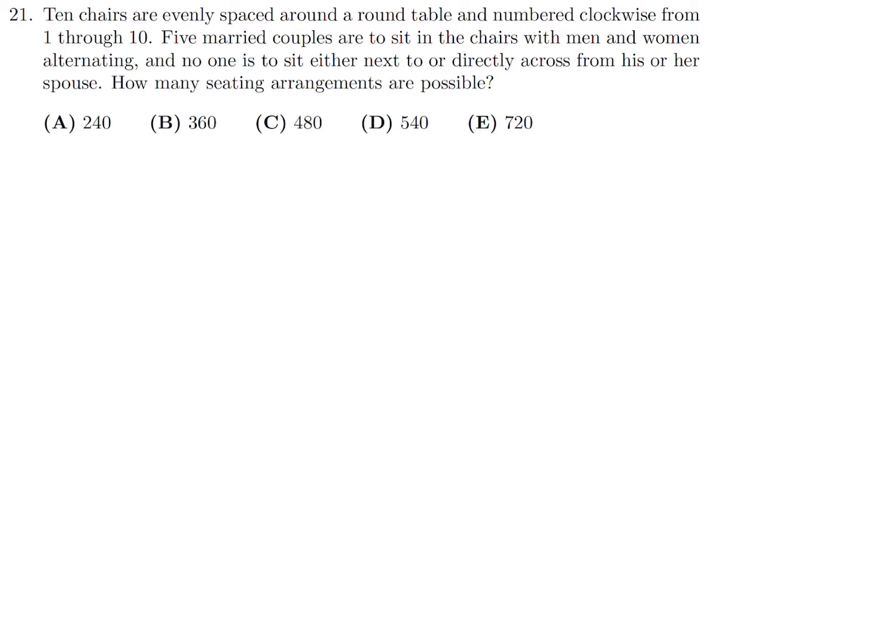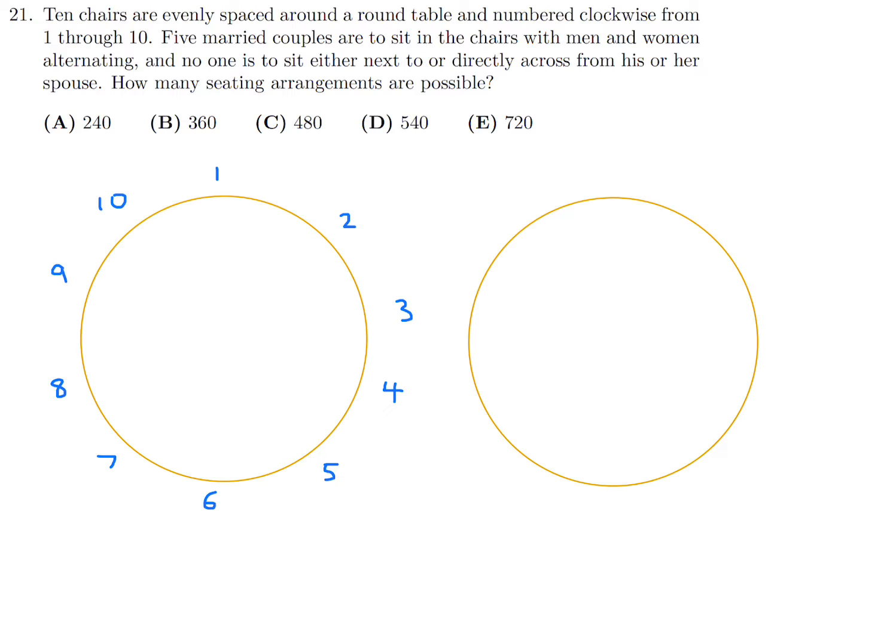First, let's draw a couple of diagrams and work with the information they give us in the question stem. So these are the chairs numbered 1 through 10, and they've got a few rules. The first thing is that we have to alternate men and women. That's the rule right here. Men and women alternating. I guess we can start with women, ladies first. So women, men, and so on.